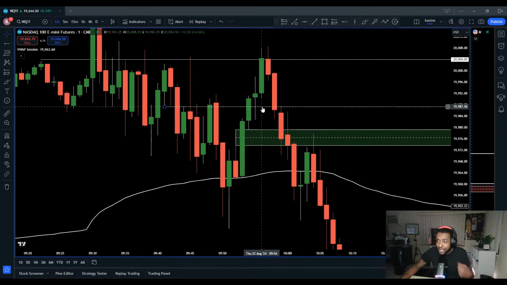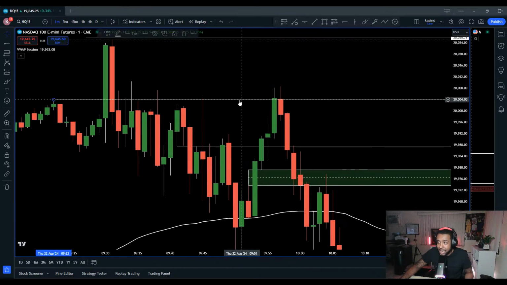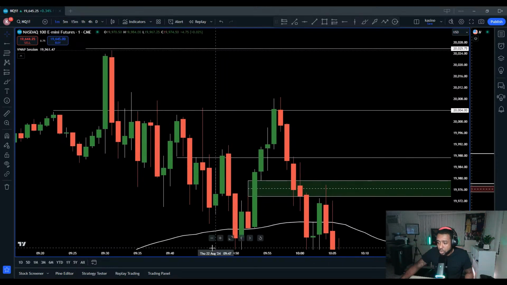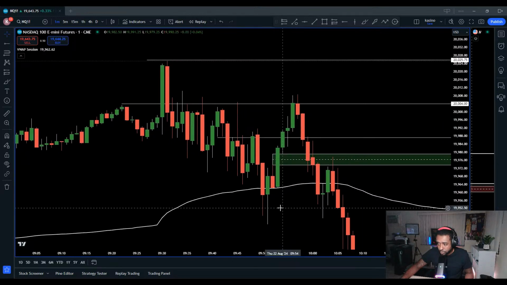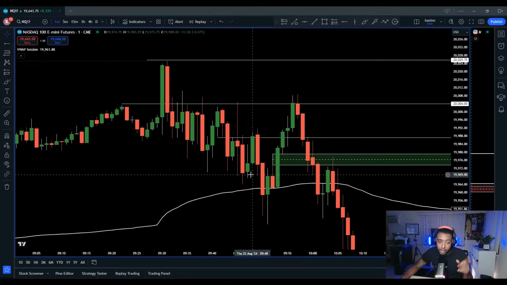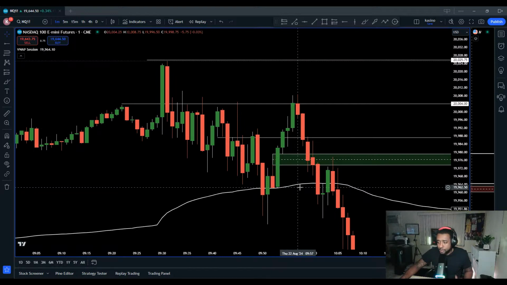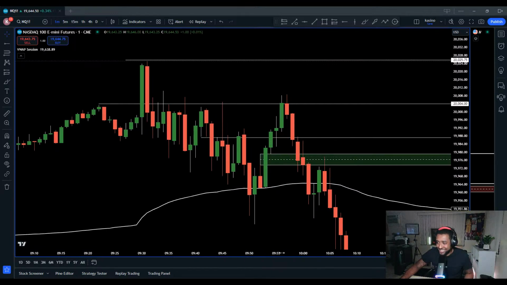My problem is I thought it was going to come back and take these highs first, or at least, so look, let me just show you exactly what I was thinking. I was thinking we were going to be bearish, but I thought we were going to come up first and then displace down. But anyways, so my bias was wrong.